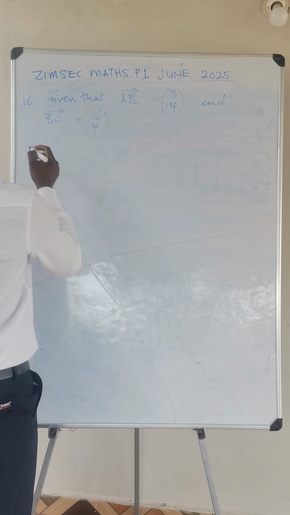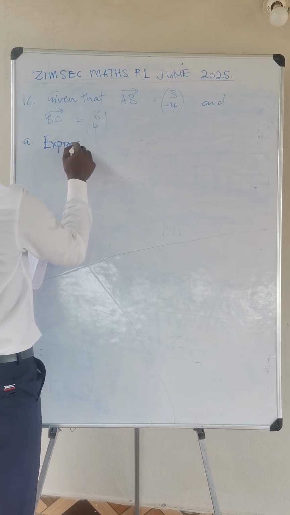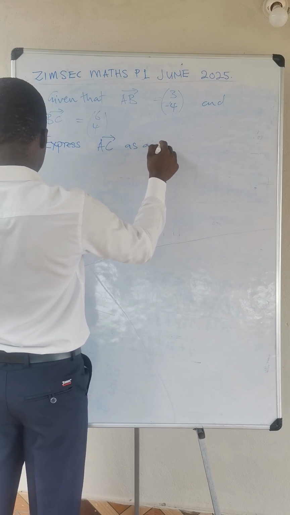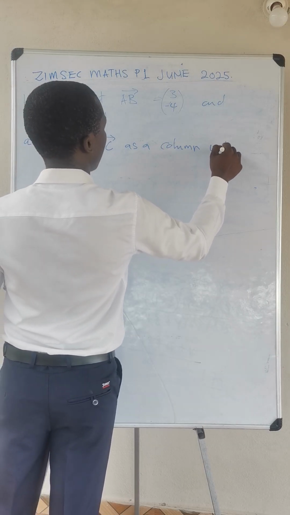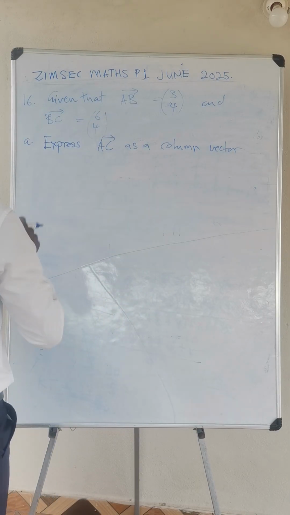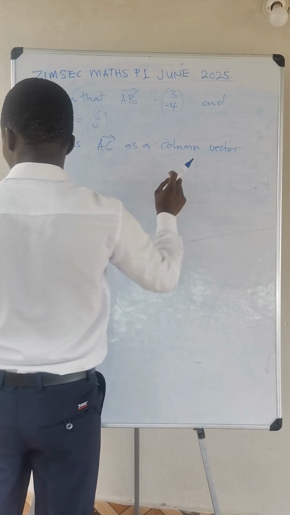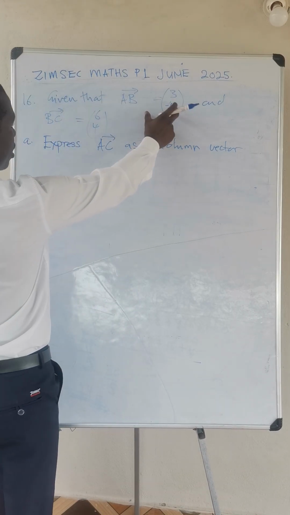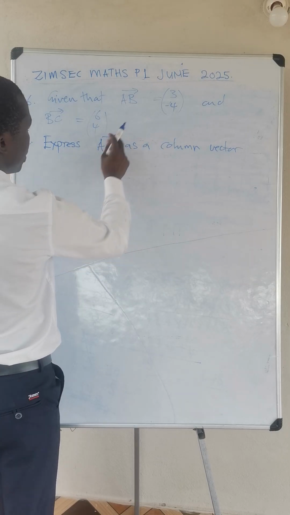First part: express AC as a column vector. Here we are given AB and BC. So we have to express AC as a column vector. As you can see, our vectors are going in the same direction. So the only thing we have to do to get the vector AC is to add these vectors.